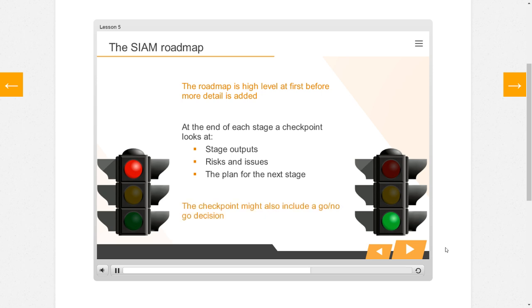The checkpoint might include a go, no-go decision. If everything is present and correct, the roadmap can move on to the next stage. If something is missing or a significant risk has been highlighted, the organization might need to go back to an earlier roadmap stage.